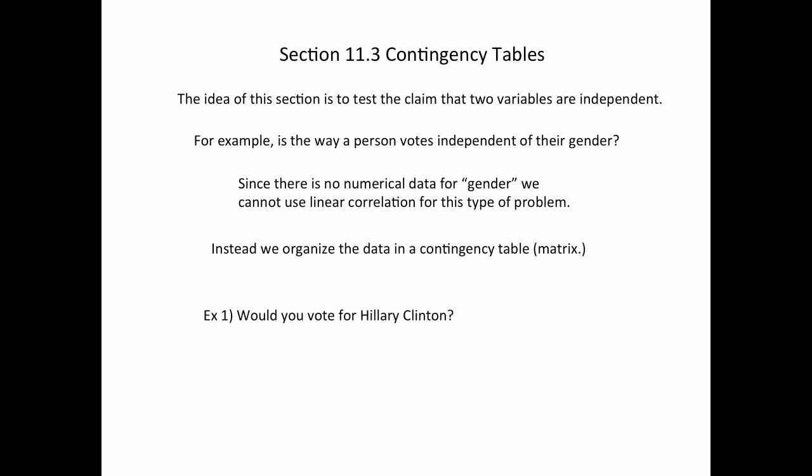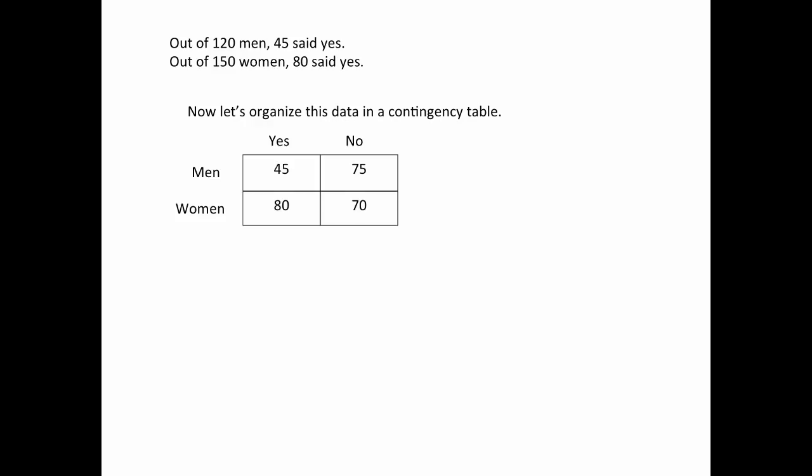Would you vote for Hillary Clinton? Let's say out of 120 men, 45 said yes. Out of 150 women, 80 of them said yes. Here's the same data organized in a contingency table. The categories on one side are the gender, men and women, and then whether they said yes or no. For the men, it was 45 yes, so if you subtract from 120, that leaves 75 for no. For women, 80 said yes, and if you subtract from 150, that would be 70 that said no.